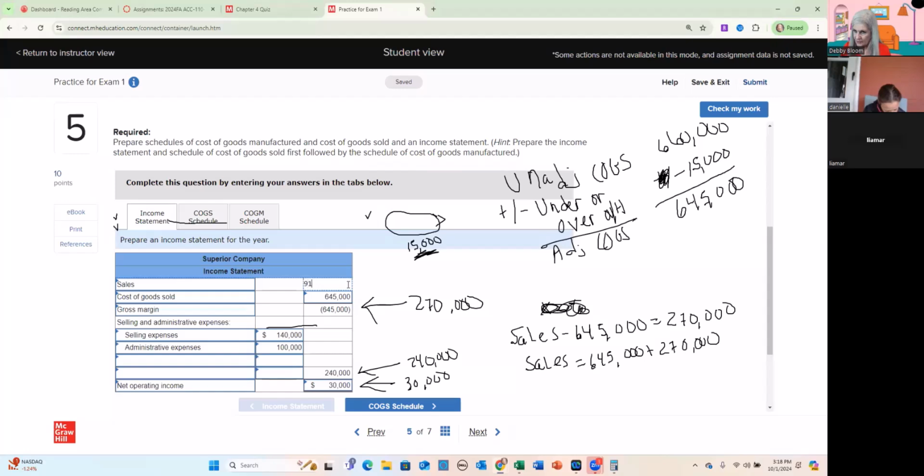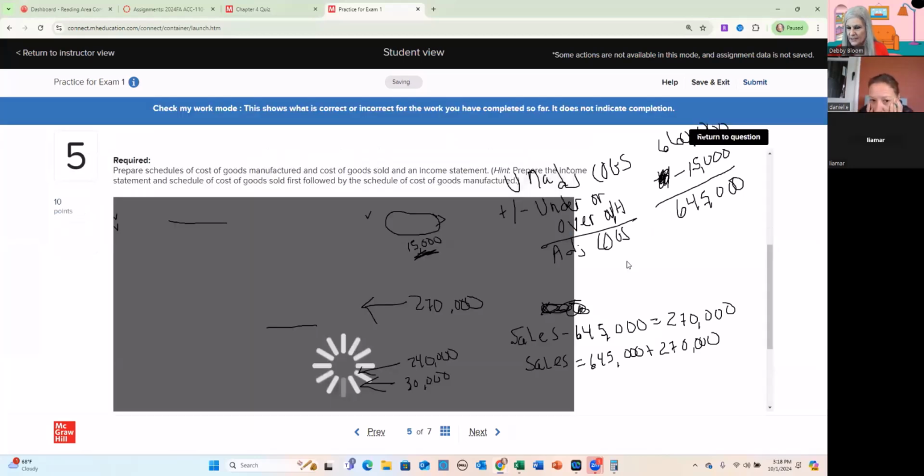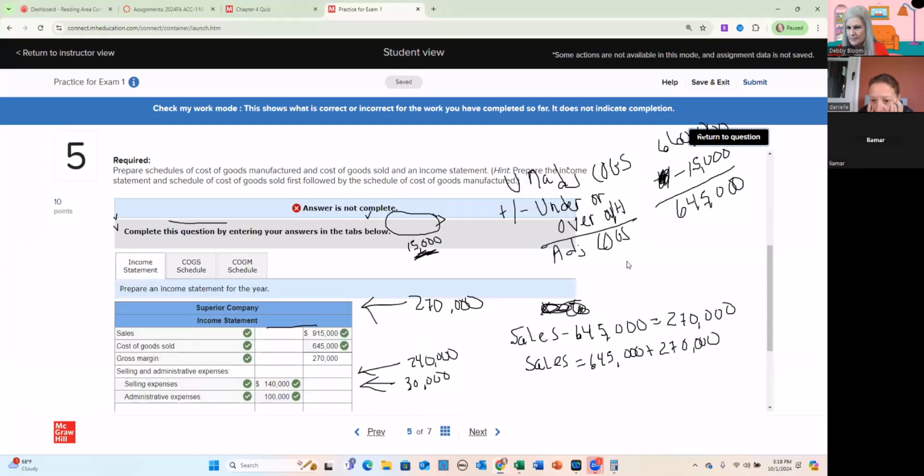So notice if I put 915,000 in there, I come down to a gross margin of 270. I subtract the 240,000 of selling and administrative expenses, and I come down to my 30,000 net operating income.